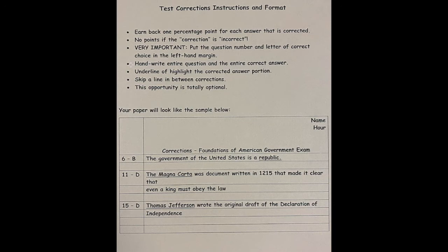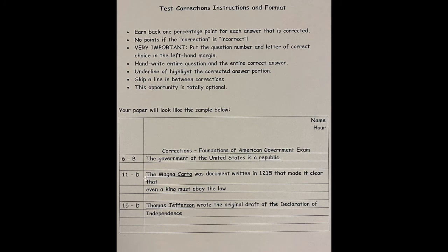Make sure you handwrite the entire question and the entire correct answer. Now, what I mean by that is you're going to take the question and the answer and combine them so that you make it into a statement. You should never ask me a question or put down a question on your test corrections. Simply combine them. For example, number 6, the government of the United States is a republic. It's almost like you're teaching me during test corrections.